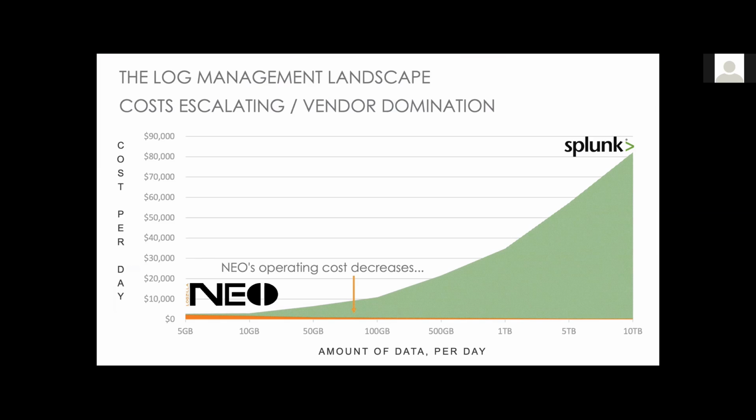Incidentally, the orange line is our operating cost. We can scale up to 30 or 35 terabytes a day, 40 if the server's fast. In comparison, the other guys out there get about 100 gigs per day per indexer, and 300 if you're lucky, but it's a far cry.